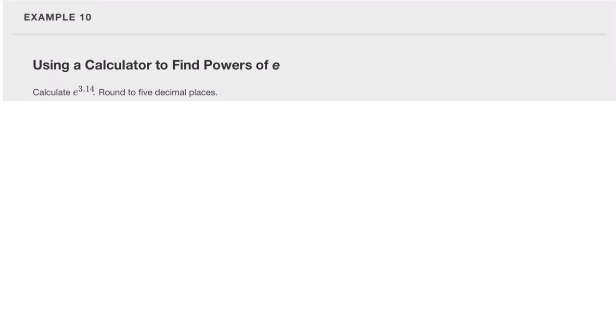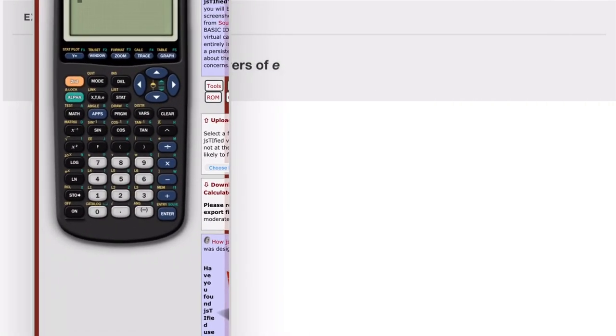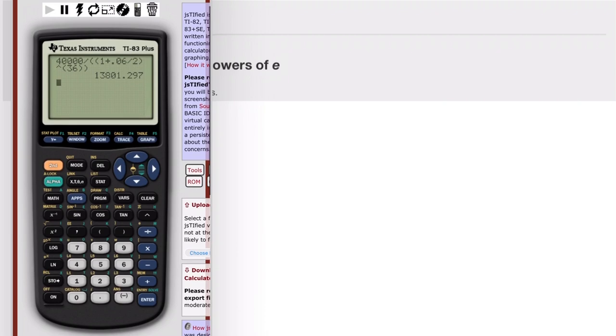Calculate this, round to 5 decimal places. So I would just use the calculator. E to the power of 3.14.